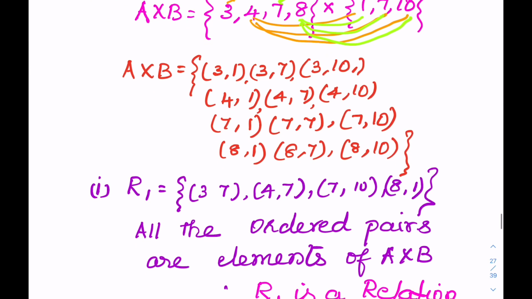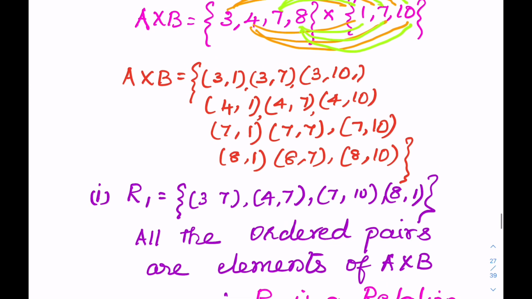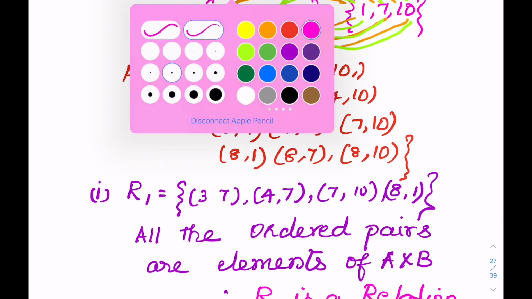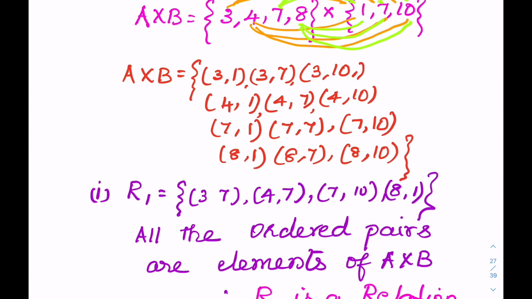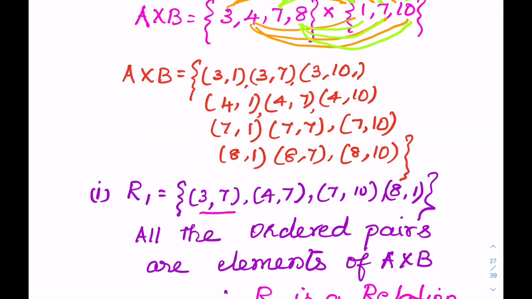Now let us go and solve the sum. First subdivision: R1 is a set with ordered pairs (3, 7), (4, 7), (7, 10) and (8, 1). Now let us check whether all these ordered pairs of R1 are present in our A cross B. So let us see (3, 7). See, it is in A cross B. Now next is (4, 7). Again it is in our A cross B. Next is (7, 10). That is also in A cross B. Then (8, 1). So (8, 1) is also present in A cross B.